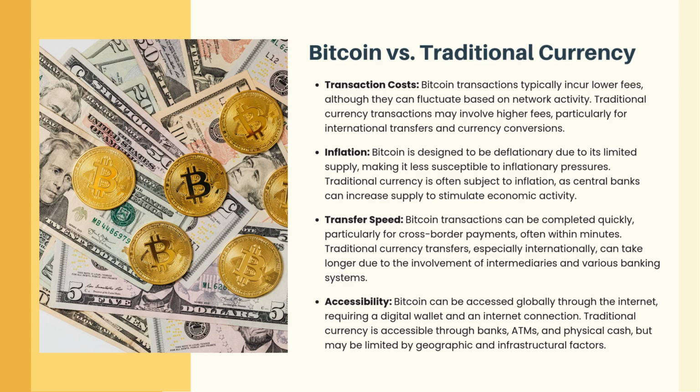Transfer speed. Bitcoin transactions can be completed quickly, particularly for cross-border payments, often within minutes. Traditional currency transfers, especially internationally, can take longer due to the involvement of intermediaries and various banking systems. Accessibility. Bitcoin can be accessed globally through the internet, requiring a digital wallet and an internet connection. Traditional currency is accessible through banks, ATMs, and physical cash, but may be limited by geographic and infrastructural factors.